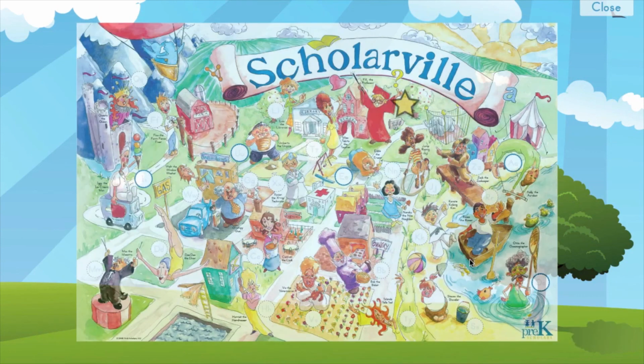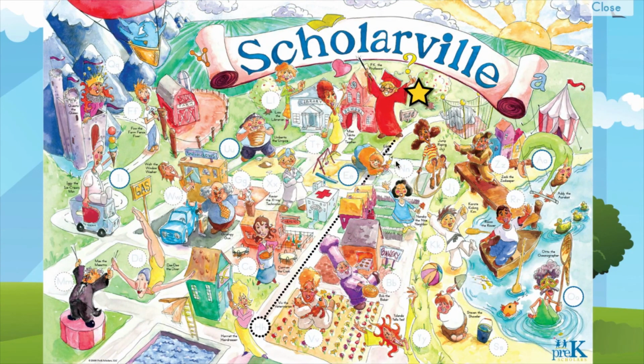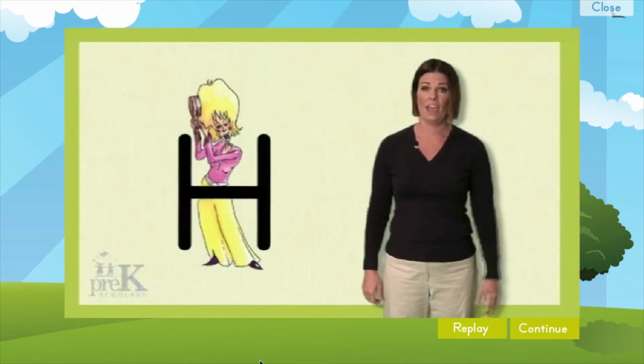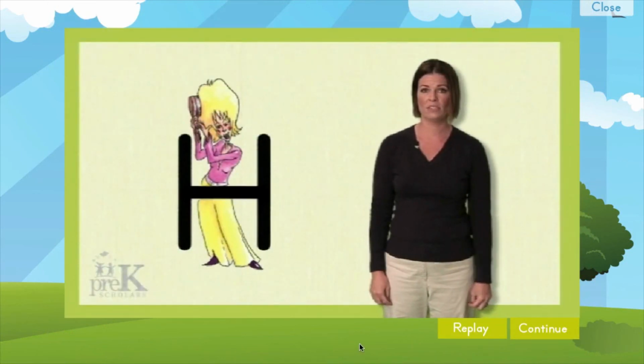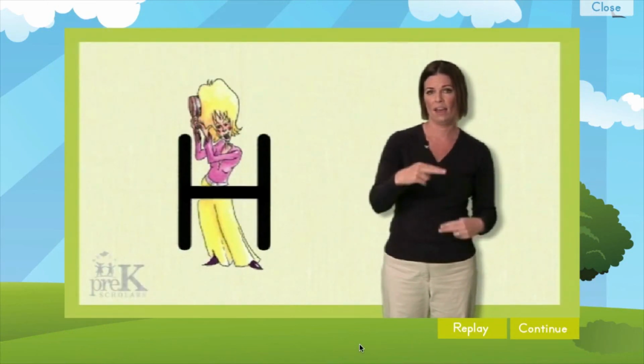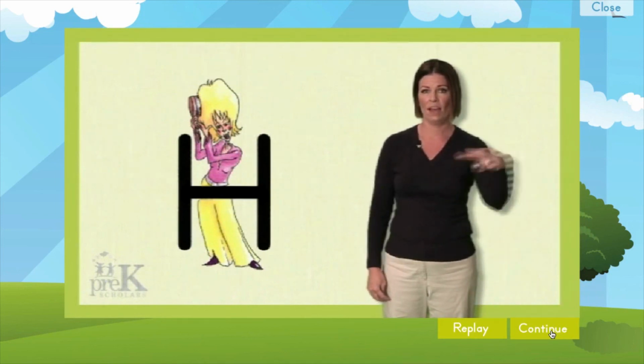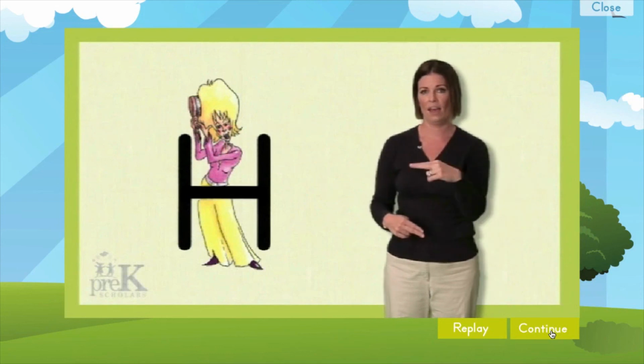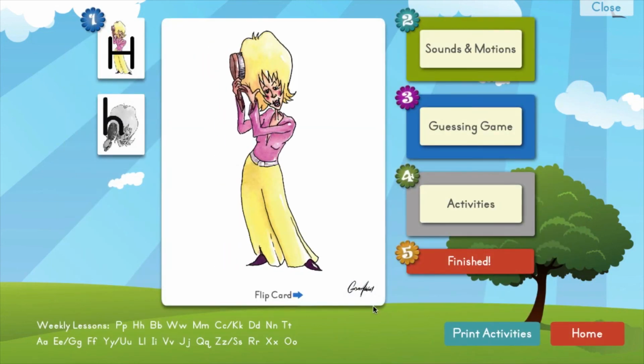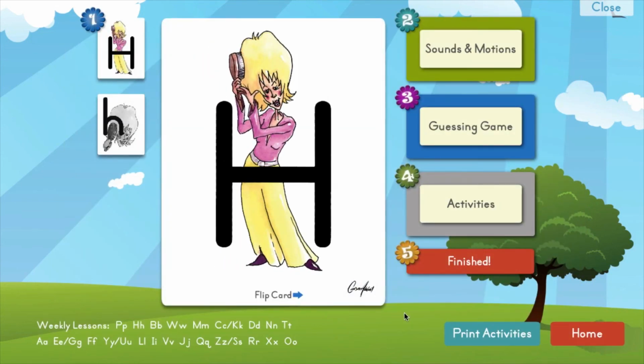So as I click here, you'll see that happening, the gold star, and then come down and meet Harriet the hairdresser. Harriet the hairdresser doing a hairstyle. The sound and motion again, and the letter. We introduce the phonics character.